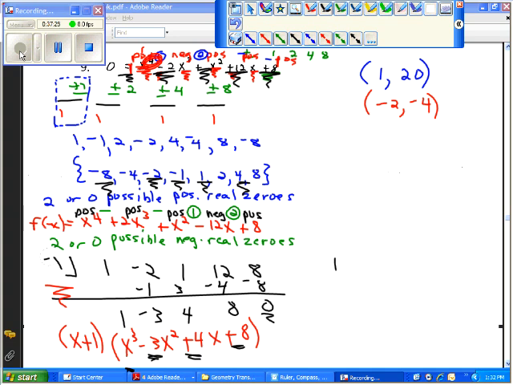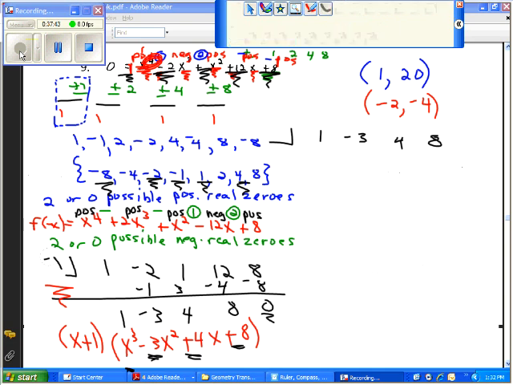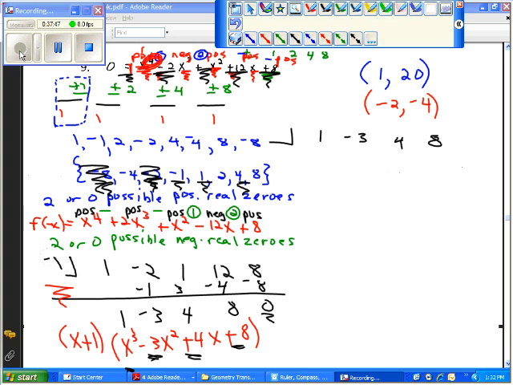So we're going to take the 1, the negative 3, the 4, and the 8. I'll do it up here. The 1, the negative 3, the 4, and the 8. And we're going to do synthetic division on that. And we already threw away the negative 8 and the negative 2 and the negative 1 and the positive 1 and the positive 4.